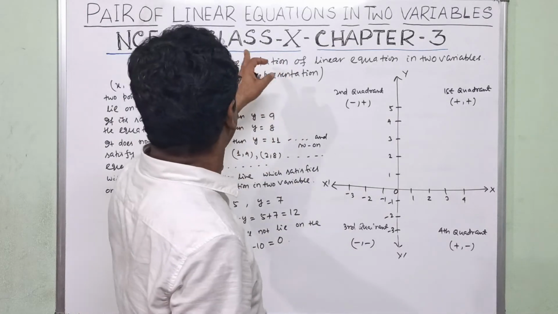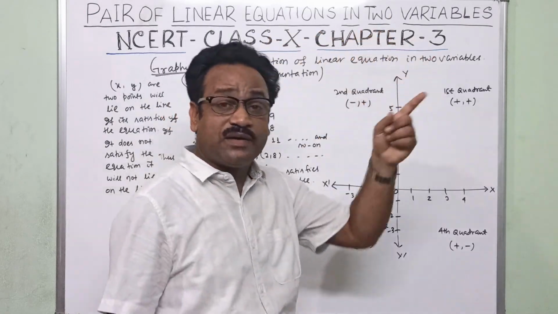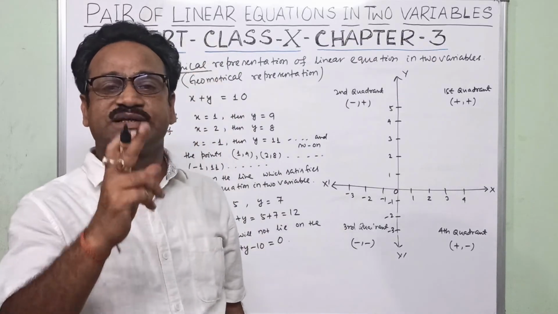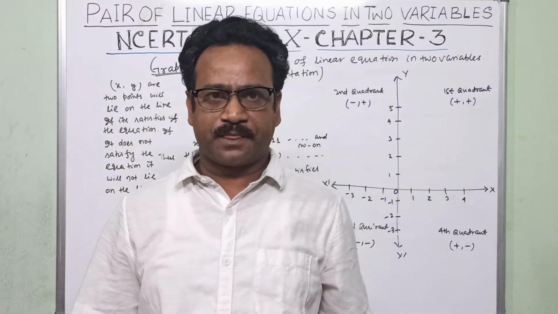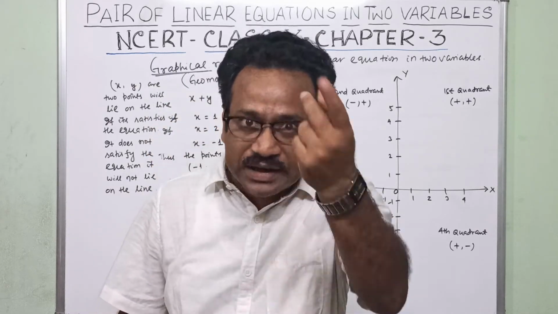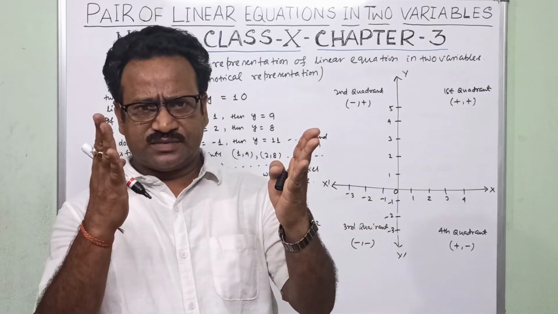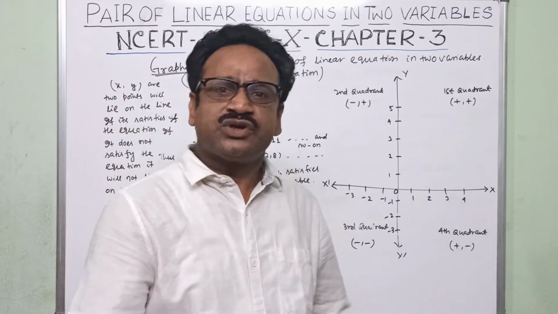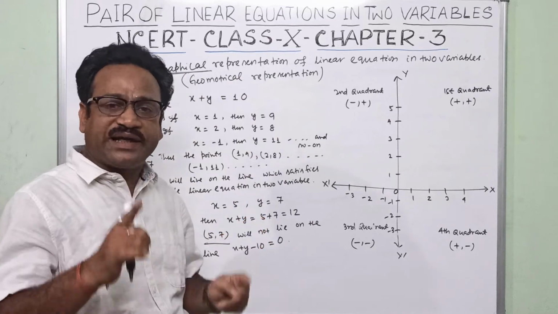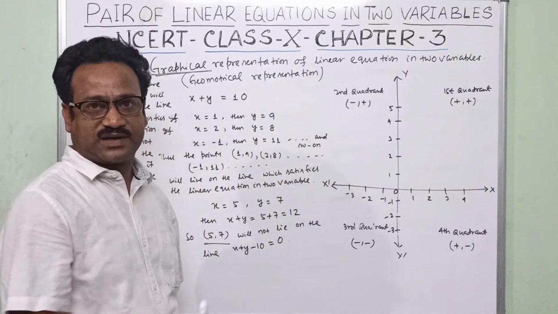That means here one thing is very clear. The graph of a linear equation in two variables always gives us a straight line. If a pair of linear equations in two variables is there, then we will get 2 lines. You know it from class 9. We will discuss more about those lines in the next part.